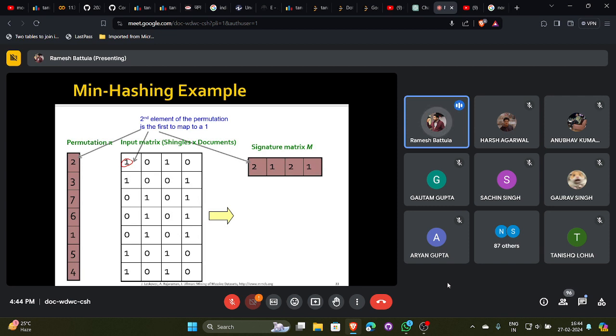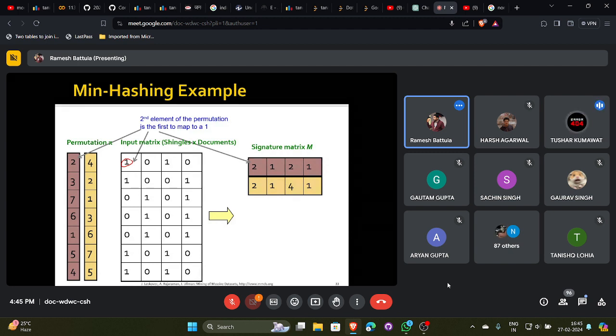So that is the second element of the permutation is the first to map to A1. So here you have a 2, 1, 2, 1. So this is going to be our signature. The first element we are mapping here and we are constructing our signature. Fine. Next we have to come.